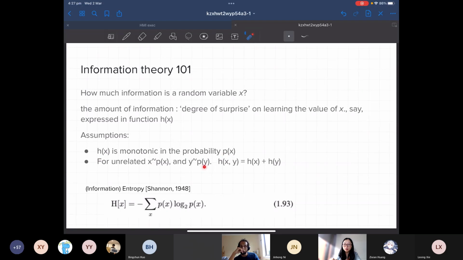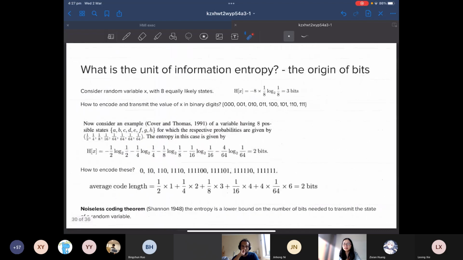If there are two random variables that are unrelated, we want to claim intuitively that the amount of information we get from both is the sum of the information for each of the random variables. So for discrete x, here's the recipe for information entropy. It's the expectation of the minus log of p(x). This is a mouthful. Let's just apply this formula to a number of simple cases and see what we get.